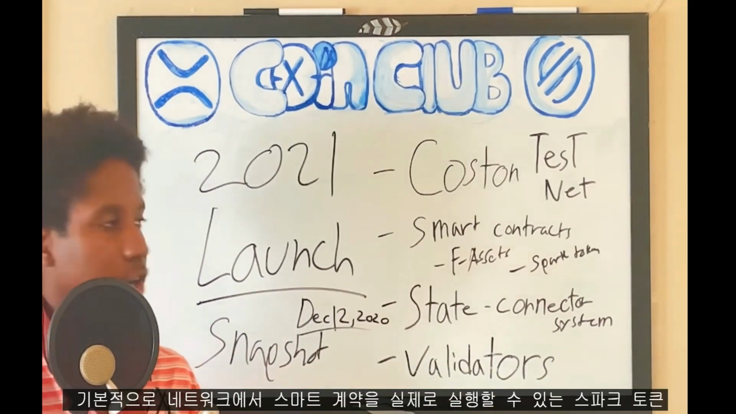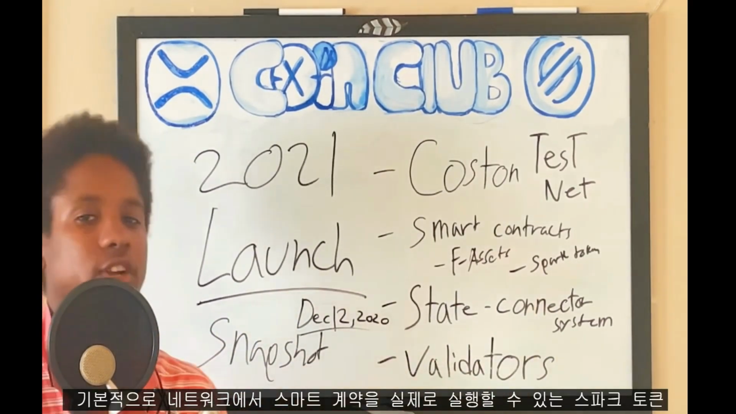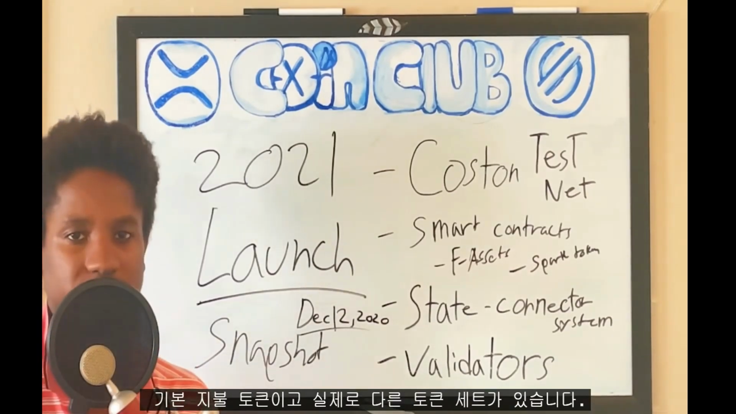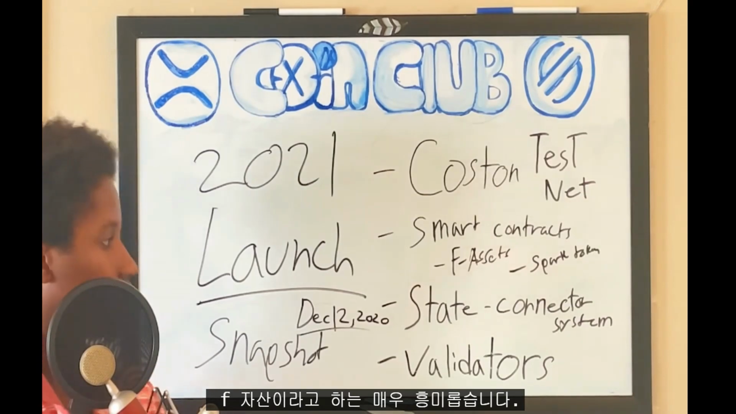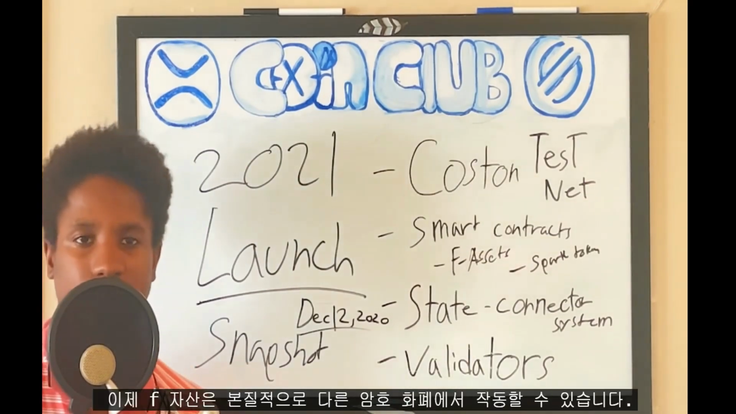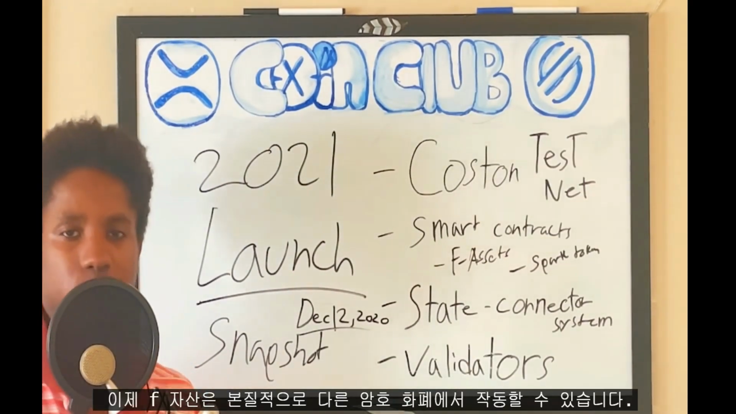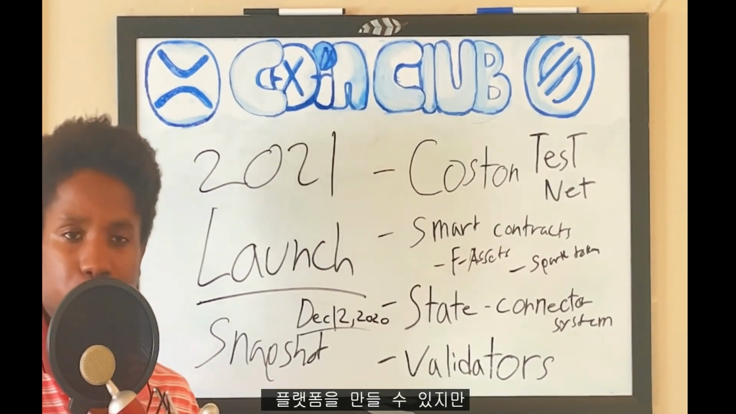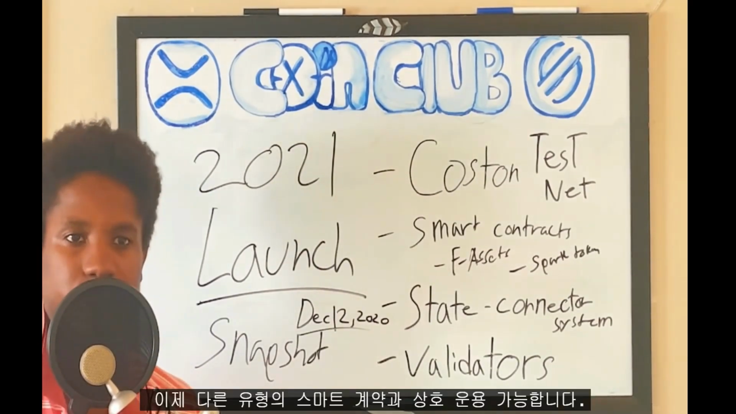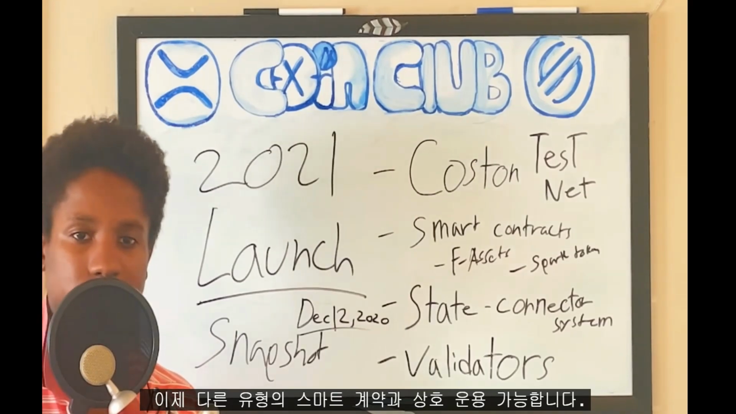Now, with Spark tokens, you can actually execute smart contracts on the network, it basically being its native payment token. And you actually have another set of tokens that are quite interesting, which are called F assets. F assets are essentially other cryptocurrencies that can operate on the Flare platform, almost as if they're native to the Flare platform, but will allow you to make them interoperable with other types of smart contracts.